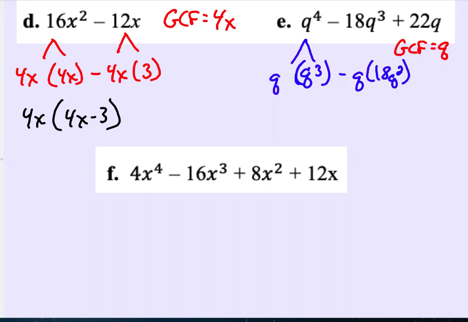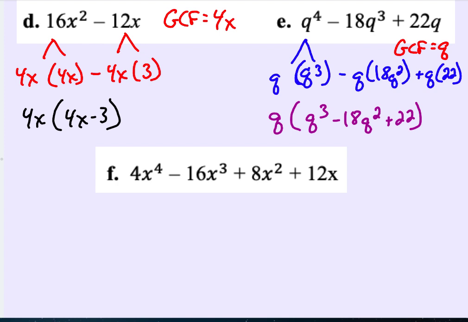So think of it as I'm kind of subtracting away. I'm taking away one of the q's, so it's just going down by 1. And then I've got q times 22. So that q can get factored out front, and I'm left with q cubed minus 18q squared plus 22.